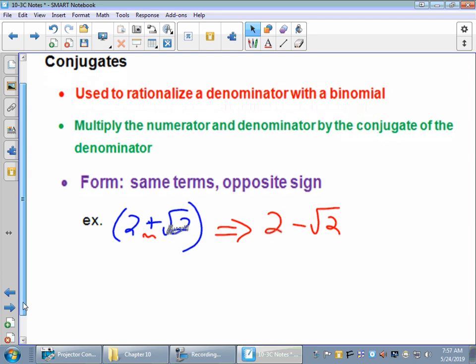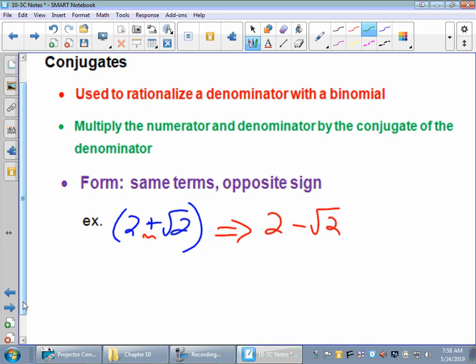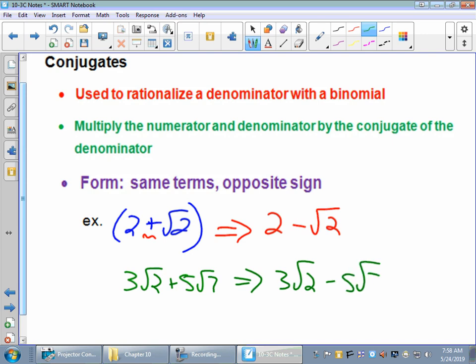All right. So let's just do another example of what the conjugate would be. Let's say it's 3 times the square root of 2 plus 5 times the square root of 7. Let's say that was our term. Then our conjugate here would be 3 times the square root of 2 minus 5 times the square root of 7. So it's just the same terms, but just change that sign in the middle from positive to negative, or from negative to positive, whatever happens.